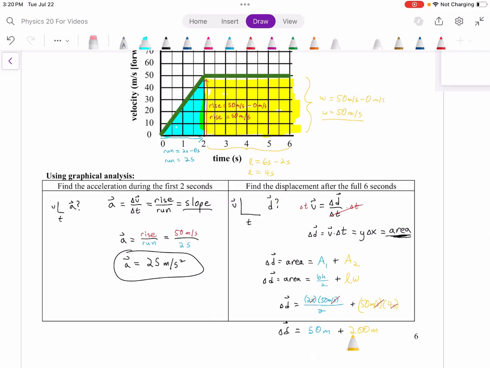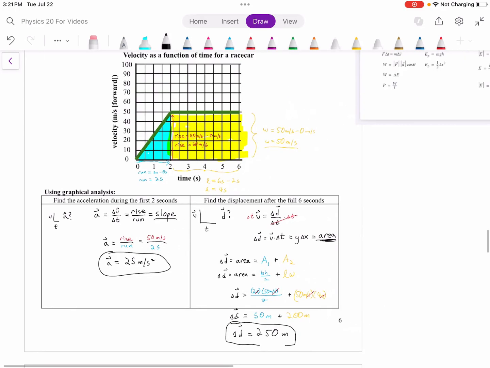Doing some of the calculations, we see that it went 50 meters. So now we even know that it went 50 meters while accelerating up to the speed that it reached, right? While getting up to speed, it covered 50 meters. And then while traveling at its cruising speed, it went another 200 meters, showing us that the total displacement it would have traveled would have been 250 meters over those 6 seconds.